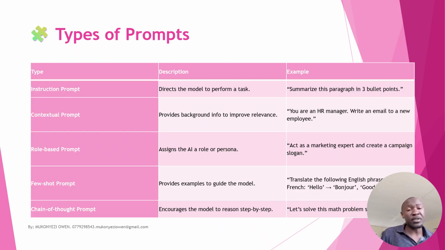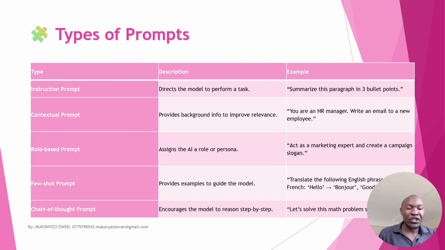We have some of the types of prompts. We have type, description, and example. I tried to put them in table form such that you can understand them. The first one, instruction prompt. This one directs the model to perform a task. We have an example there.